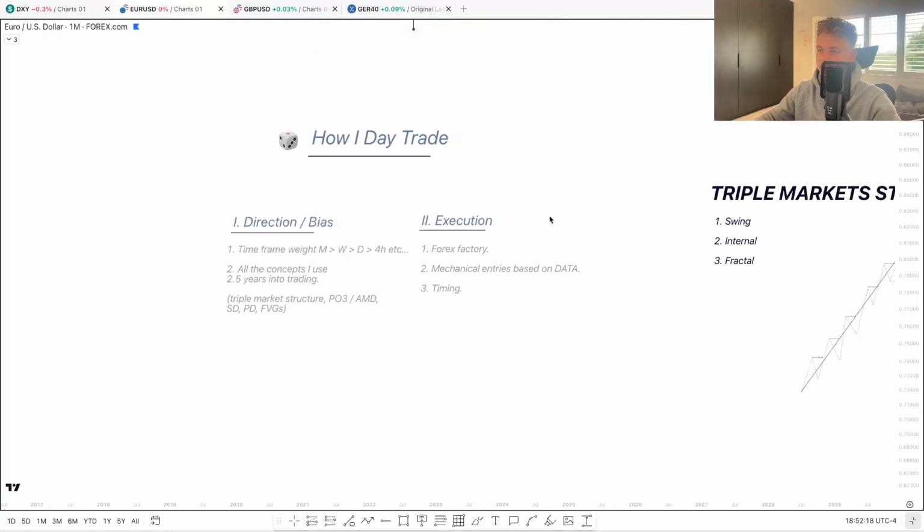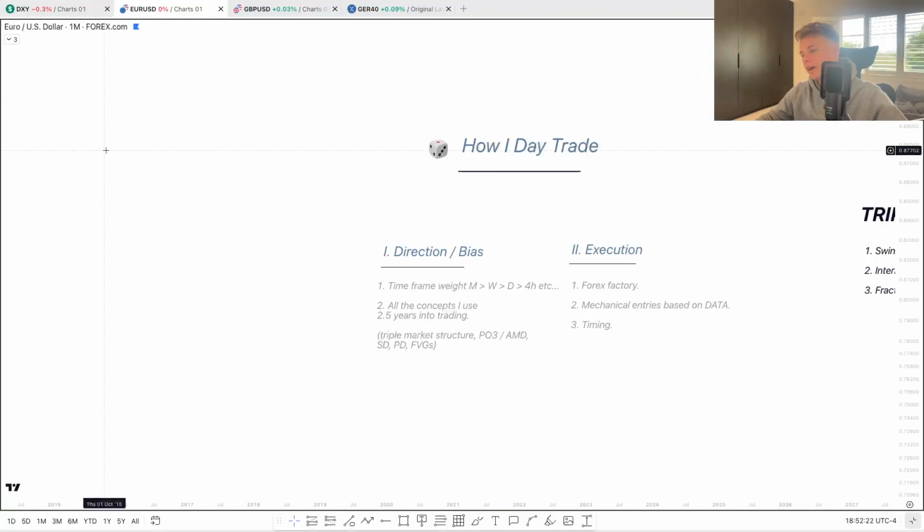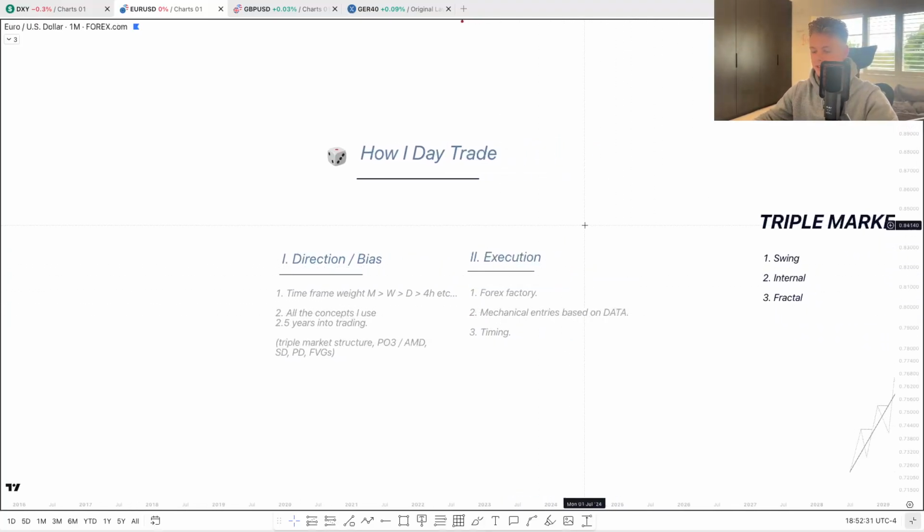In the first part, I shared direction and bias. So today we sort of went into that even more. The next part is going to be using Forex Factory and mechanical entries that are data related. And then, yeah, basically just timing.